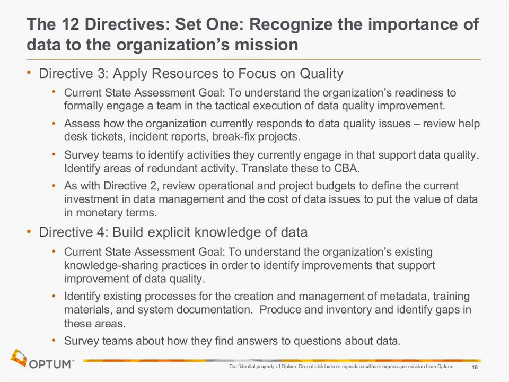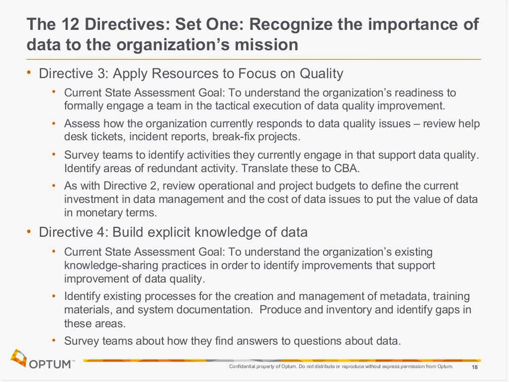So one way to approach this is to assess how the organization responds to data issues. And you can find out a lot of information about this through things like help desk tickets or incident reports or break-fix projects. It can give you information on the costs involved, but also can give you information on how decisions are made about where and when to apply resources. You can also conduct a survey of teams that may not have the name data quality, but who are in one way or another working with data and trying to make the data better. And if you do, you will get an idea of what the problems are that will allow you to build out the value of data and the like.